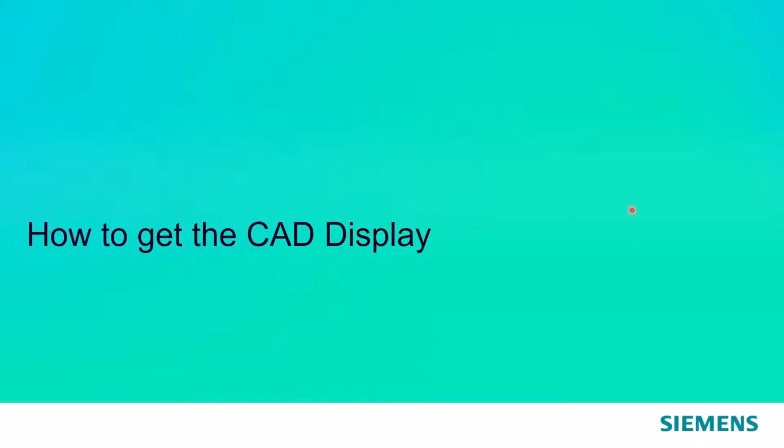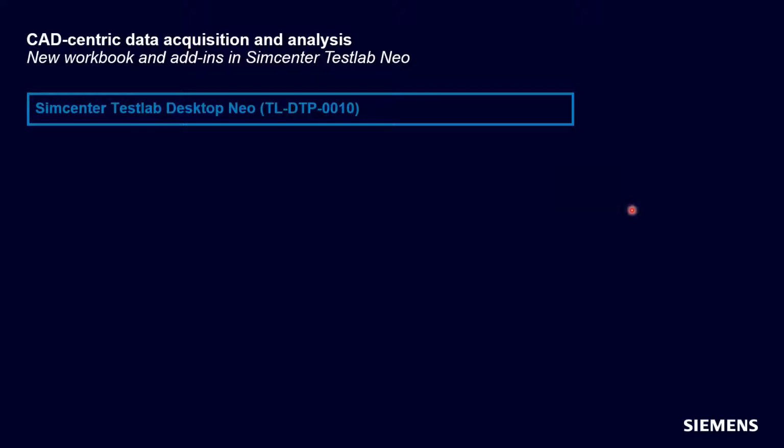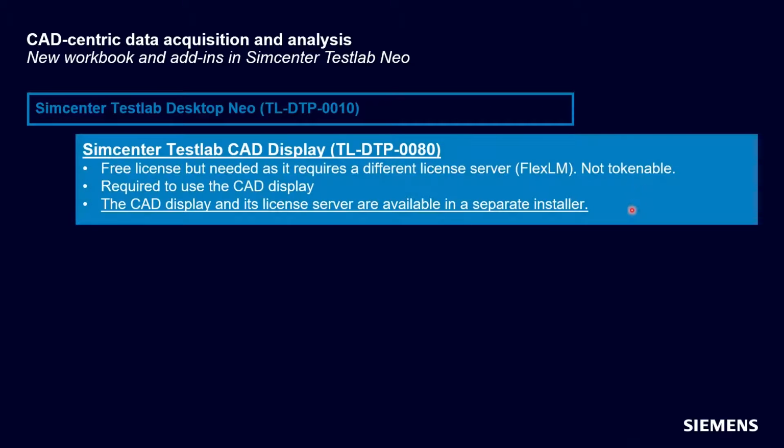So how do we get this CAD display? Well, it is a Simcenter TestLab Neo feature only at this point. So you need a desktop Neo as a prerequisite for it. If you have TestLab Desktop Classic, you have access to Desktop Neo. They are operating off the same license. And then you need to install and get access to this CAD display license.